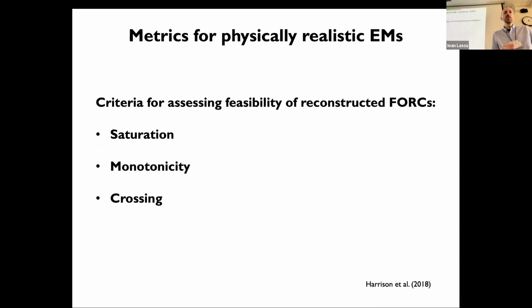And then the second issue was coming up with metrics for determining if your end members are physically realistic. So the 3 criteria were saturation of the forks, so M over MS never exceeds 1, and they saturate. Monotonicity, so the forks increase monotonically, meaning their first derivative is never going to be negative. And then determining if the forks themselves cross or intersect.